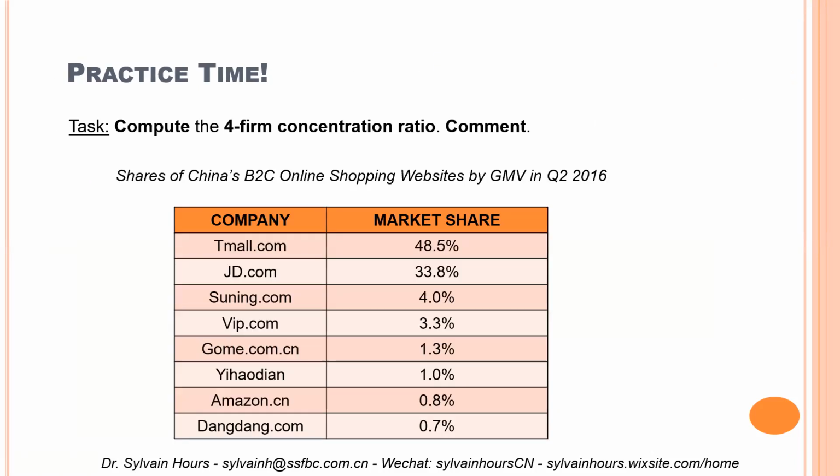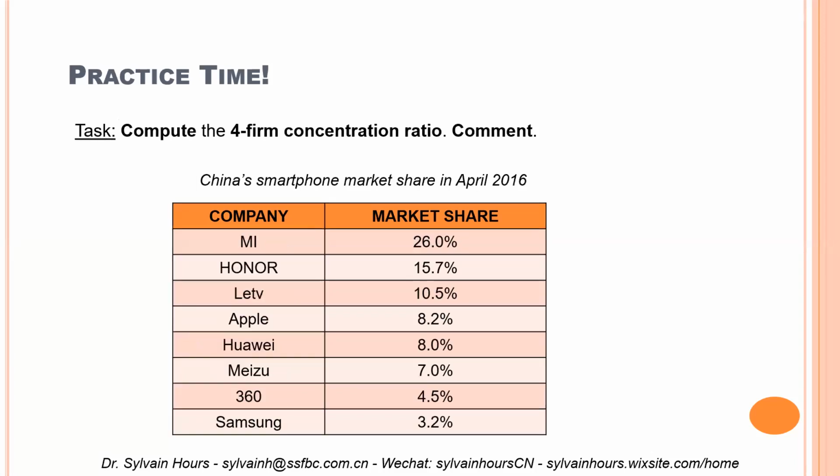What I suggest you to do is to use real data. It's very easy to find information about market shares in certain markets. For example, you have shares of China's business-to-customer online shopping websites by GMV, I think it's gross merchandise value, I'm not sure. This is the data from 2016. And then you can just look at different markets. I have the market for smartphones, for example, in China. Find some data so your students can discuss whether different markets are relatively concentrated or not.